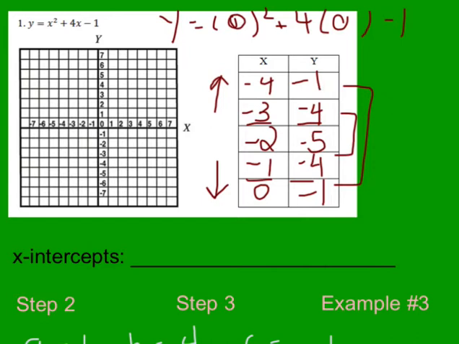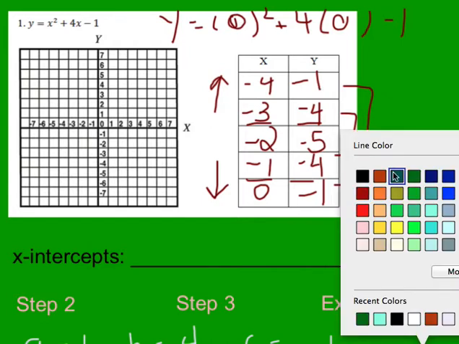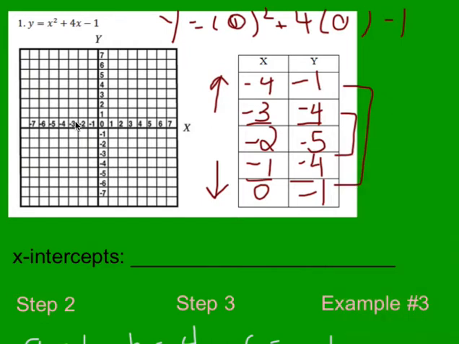So now we're ready to plot all of these points. Let's start with our vertex. We're going to go left 2 and down 5. So we're going to plot that point right there. Now remember, through your vertex is that axis of symmetry, that vertical line. Now we want to plot each of our points. We're going to go left 1, down 4, left 0, down 1. So now we have the right side done. Left 3, down 4, left 4, down 1. Then we're going to go ahead and draw that parabola.